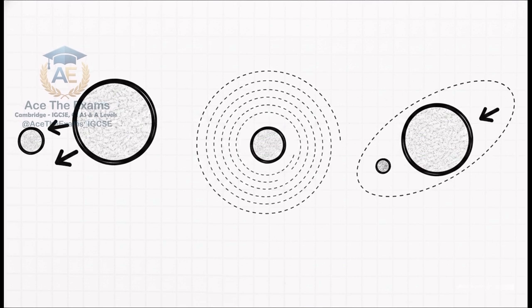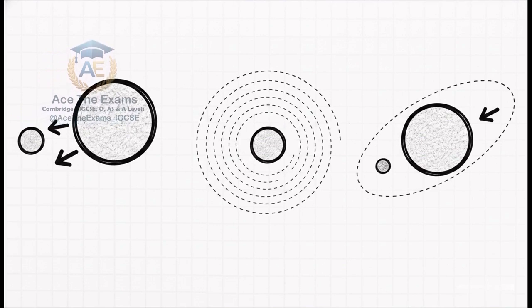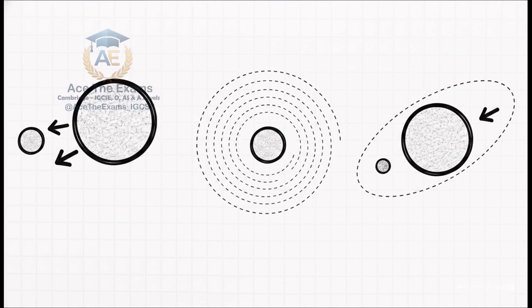Number 2, this field strength decreases as your distance from the planet increases. It's not just some constant magical field stretching out infinitely with the exact same power. No, the further away an object gets from that center of mass, the weaker that gravitational field strength becomes.